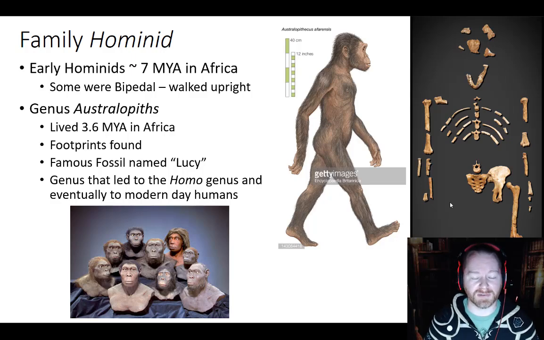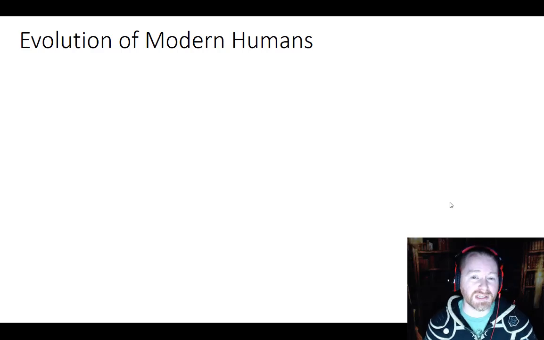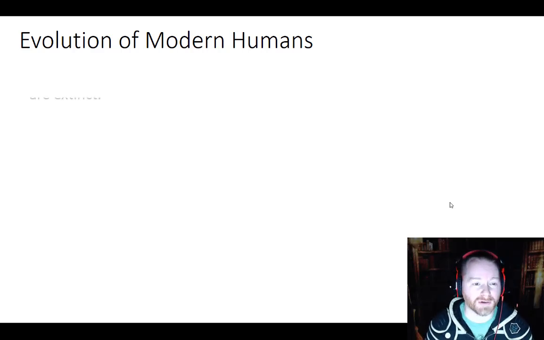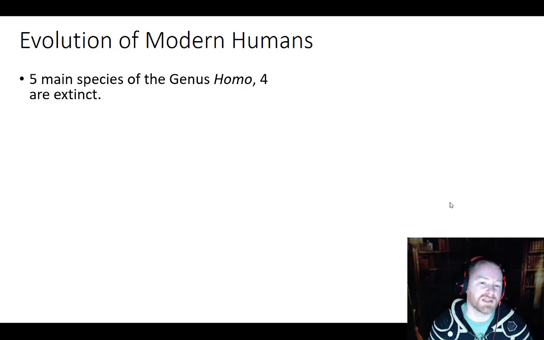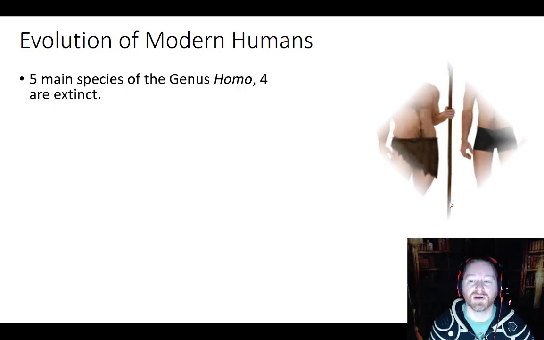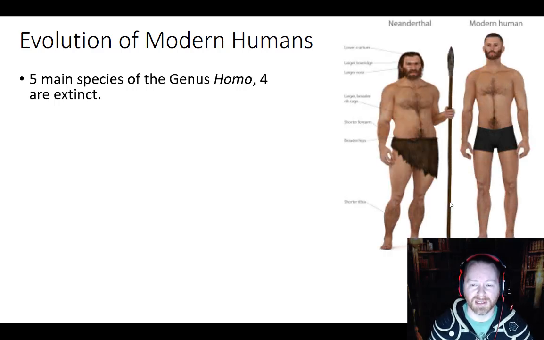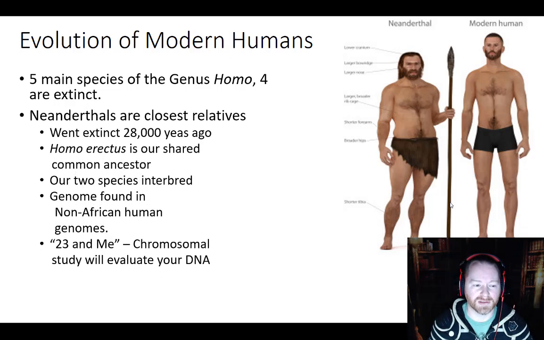Some of them even lived at the same time as each other, though not necessarily at the same time as modern day humans. So let's get into the evolution into modern day humans. There are 5 main species that were found in the genus Homo. 4 of them have all gone extinct. One of the most notable ones, other than modern humans, was Neanderthals.